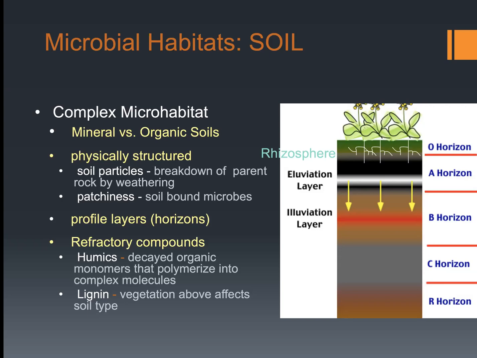All right, another set of terms that you need to know are humic acids and lignin. So these are refractory or hard to break down organic compounds. Humic acids are monomers of organic material that polymerize and form these very complicated high molecular weight molecules in soils. And so if you have a soil rich in humics, it's actually very rich organic soil, so it's very highly sought after. Lignin is a recalcitrant or hard to break down portion of plant carbon.